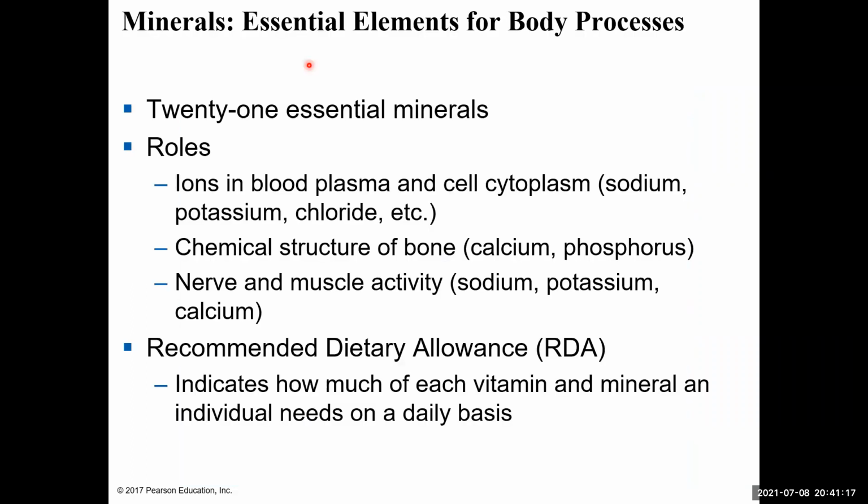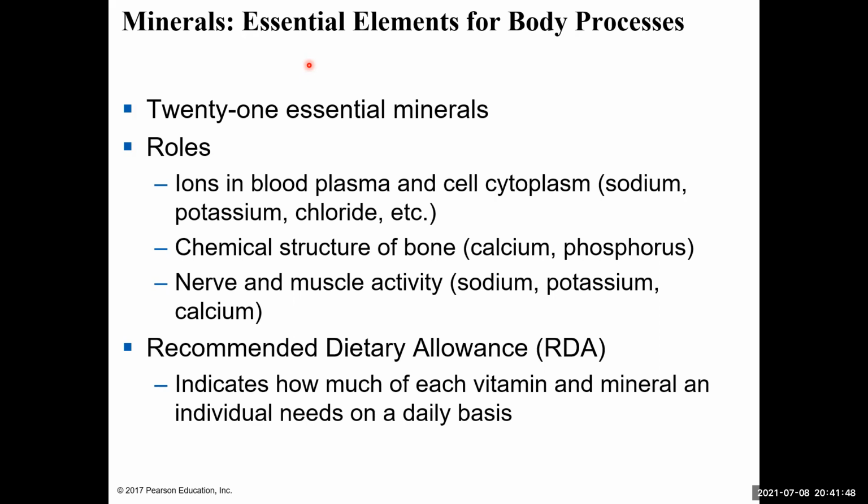In terms of minerals, they are really essential for a lot of the body's processes. There's 21 essential minerals. And if you remember, we've already talked about quite a bit. So we need sodium, we need potassium for the sodium-potassium pump. You need iron for your hemoglobin. You need calcium so that your neurotransmitters can be released and so that your muscles can contract, right? And that's just a few.